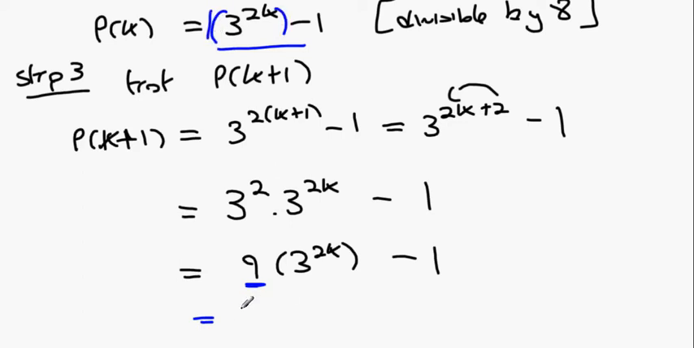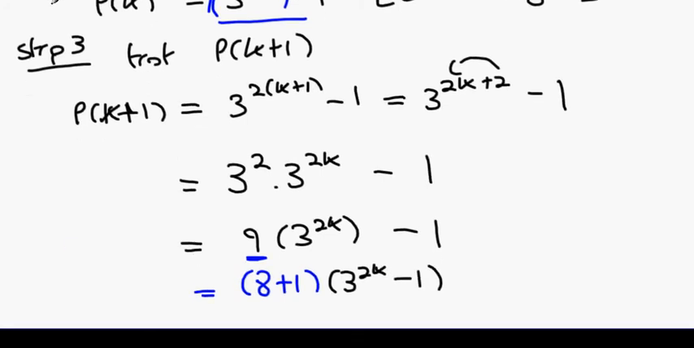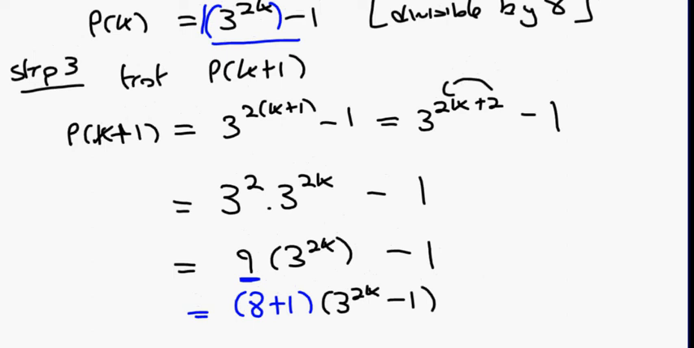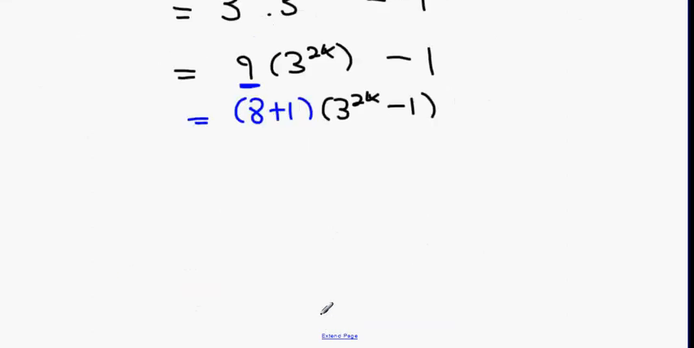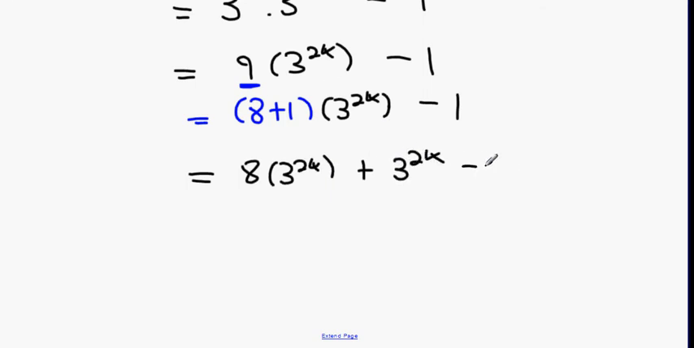Okay, so we break up the 9 into 8 plus 1. Okay, then we get 3 to 2k minus 1. Then what we can get here is going to be 3 to 2k in brackets and the minus 1's over here. So we're going to get 8 times 3 to 2k plus 1 times 3 to 2k, which was 3 to 2k minus 1.